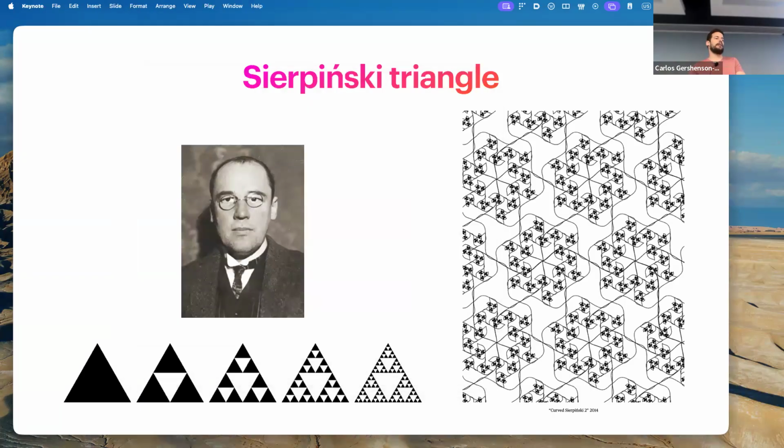So for example, here I did the same, but with curved lines instead of triangles, and then you get this pattern, and then you arrange them in a triangular grid, and then they look hexagonal.